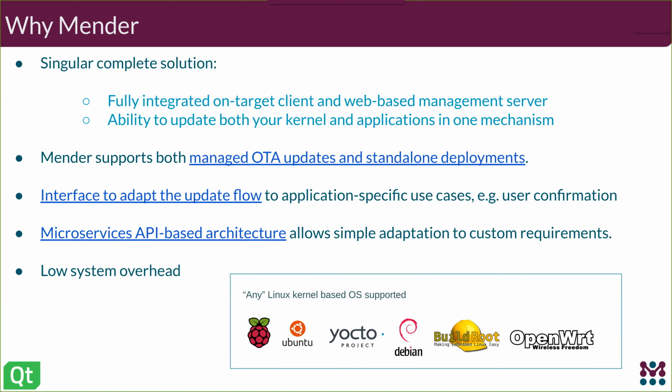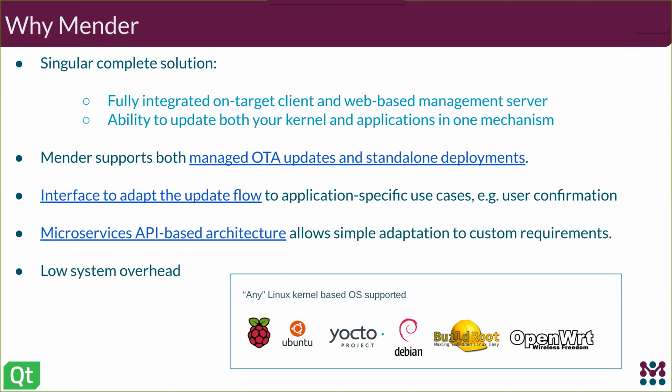There is an interface to adapt the update flow to application-specific use cases. And this is typically when the user application running on your device needs to be in control of the update process. So if you have a human interface, maybe you want to present to the user that there is an update being installed and you want the user to confirm the update and reboot the device to activate it. So there is an interface provided in the Mender client to utilize this.